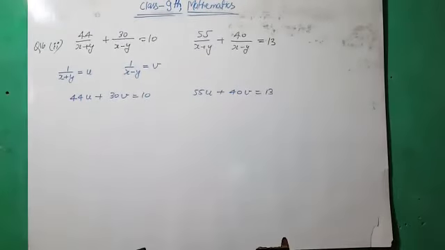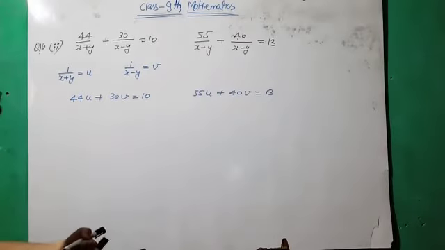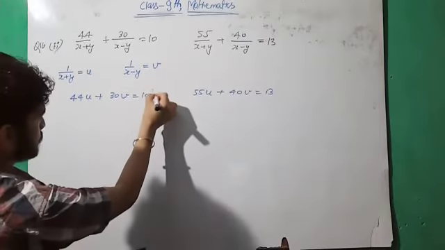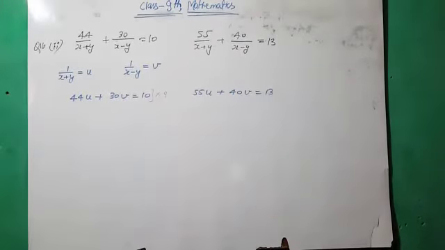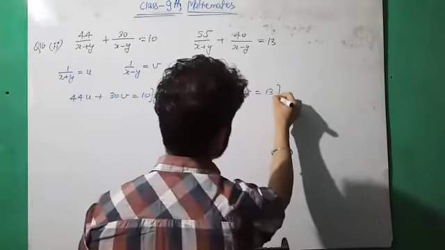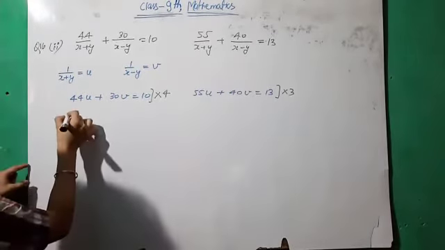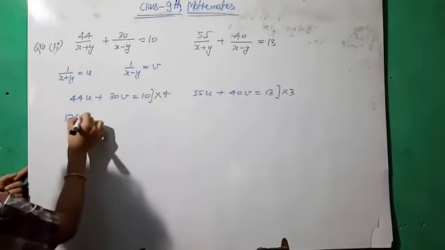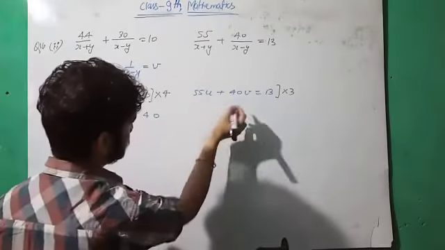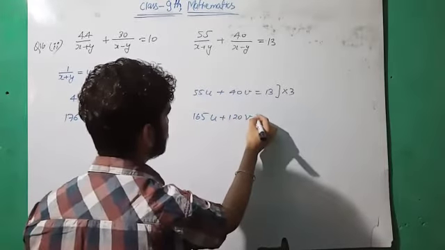Example number 9 is the same type of question. Now we have to find the values of u and v. The value of v is very simple here, because if you multiply this equation by 4 and this equation by 3, the equations become 176u plus 120v equal to 40, and 165u plus 120v equal to 39.